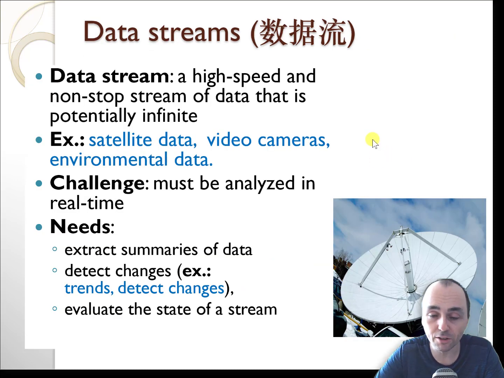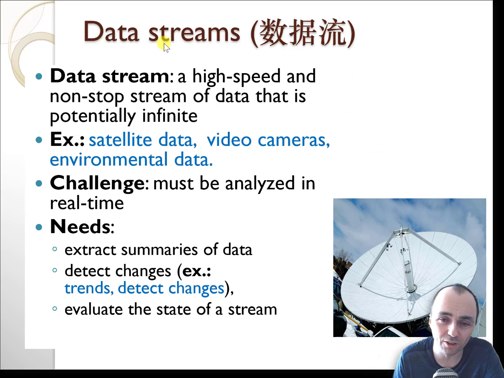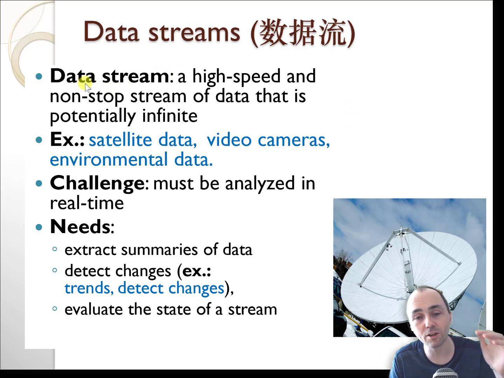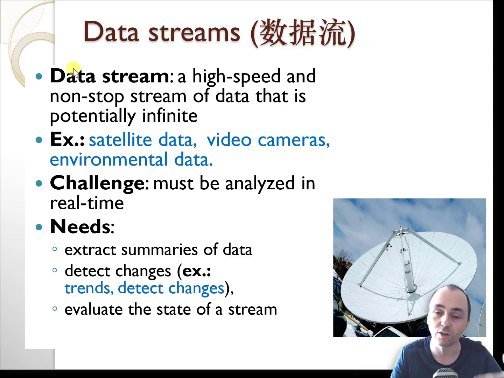Another type of data that is popular nowadays is the data stream. So what is this data stream? It is some data that will always come non-stop. It is a stream of data. There are always some new data that will arrive. So for example, if you have some satellite that sends the data from space, maybe the satellite will send a lot of data and it will never stop. So like the satellite data or the video cameras and so on.